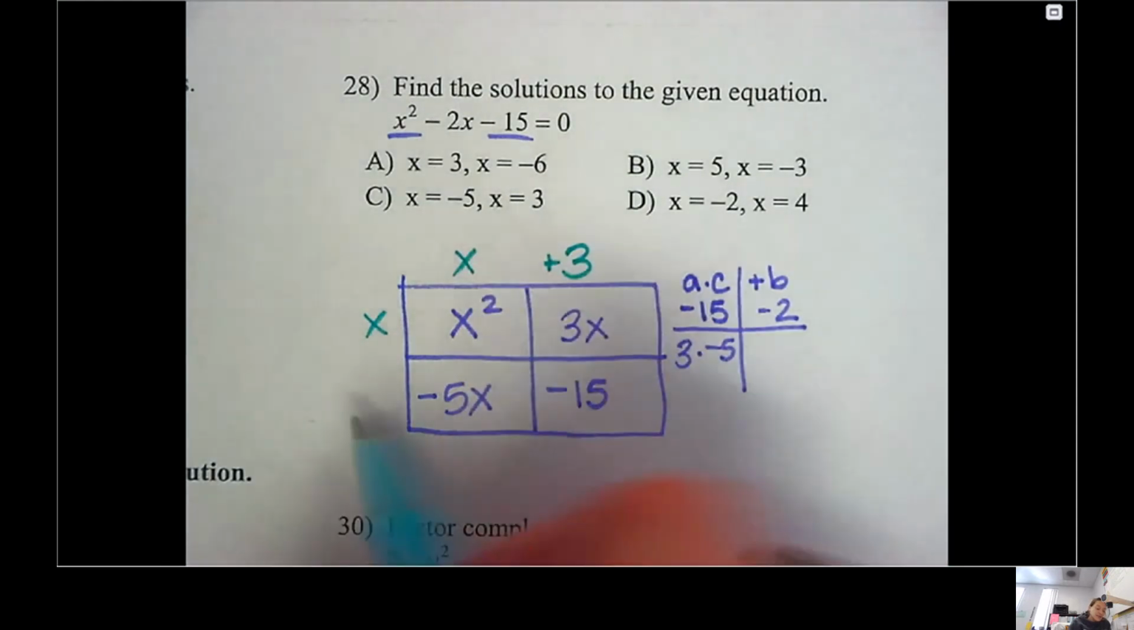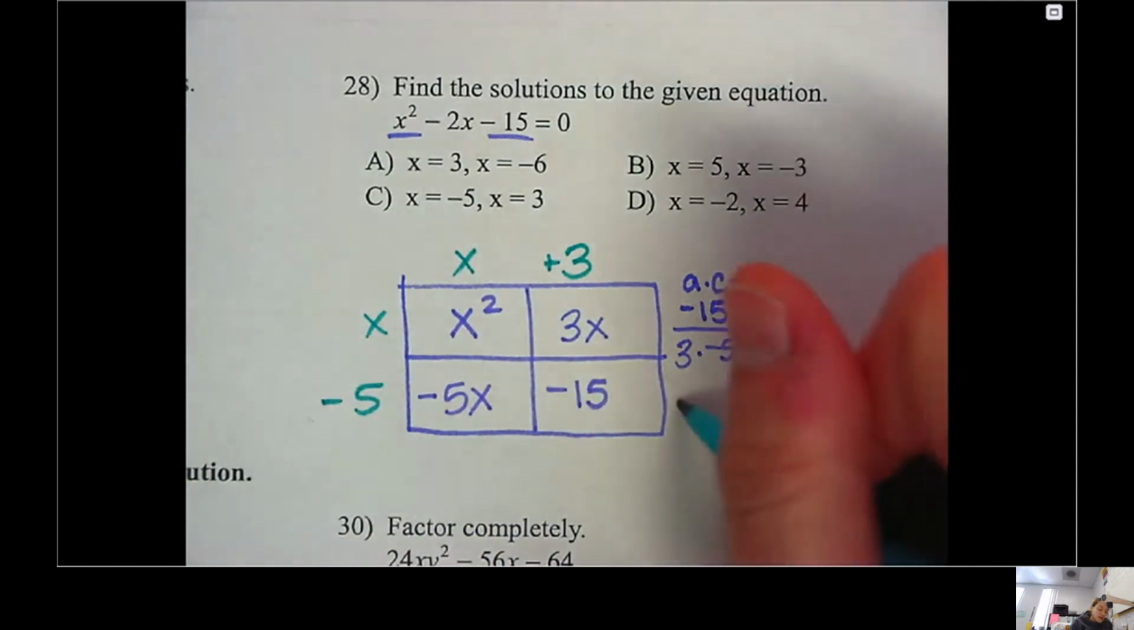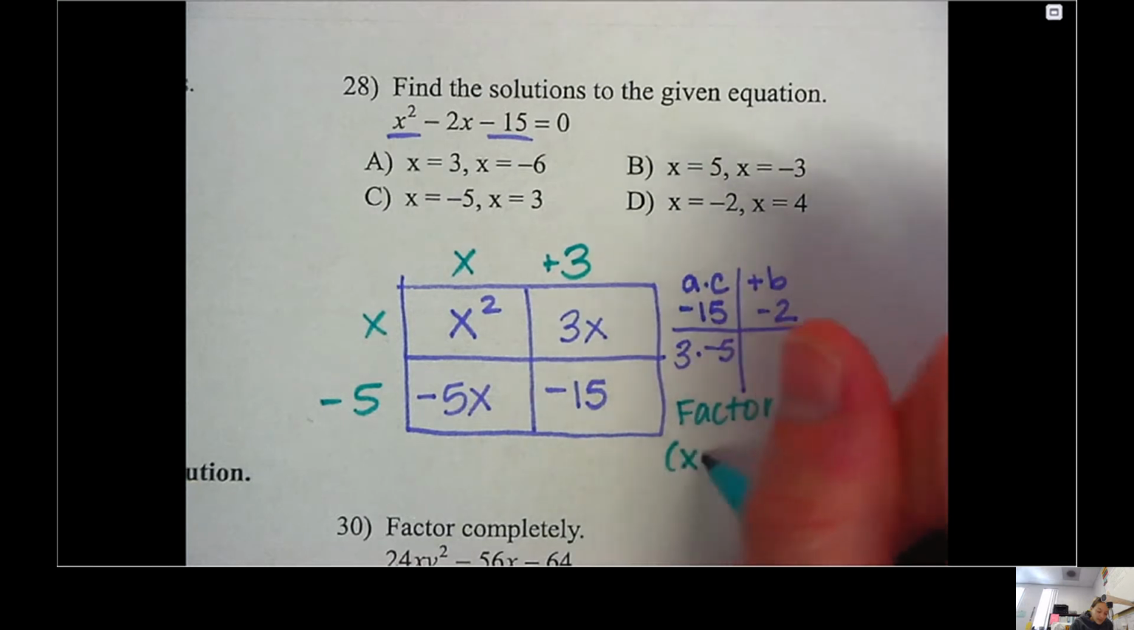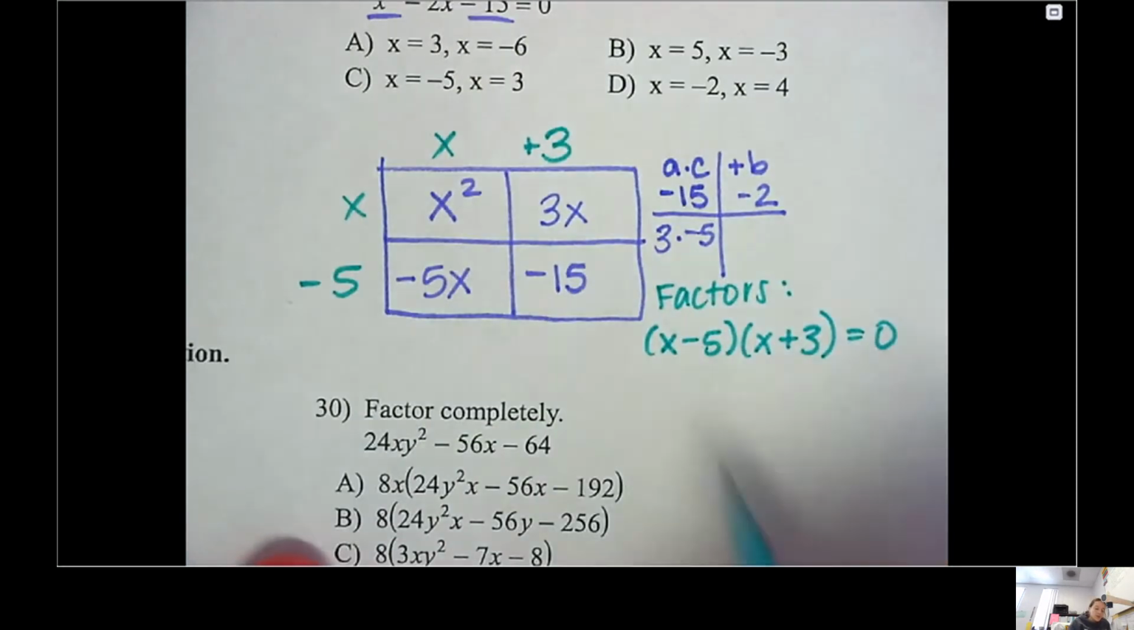And x times what gives me negative 5x, that's a negative 5. So your factors are x minus 5 and x plus 3. And to solve it, I'd set each one equal to 0.